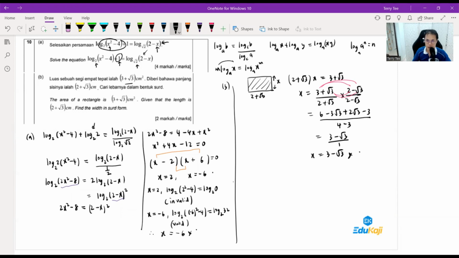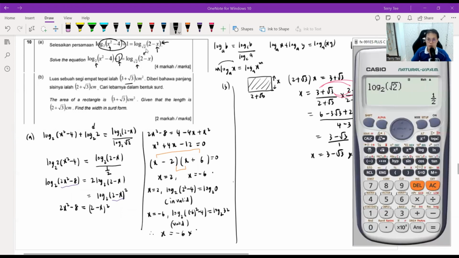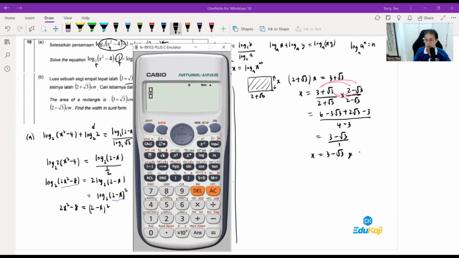Now we can always use a calculator to validate our answer. If you have this calculator, or even the black one, we can take 3 plus square root 3 divided by 2 plus square root 3, and there you go, 3 minus square root 3. But you can't do it directly. You need to show your working. This is for you to double check.